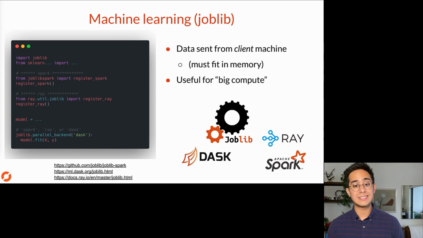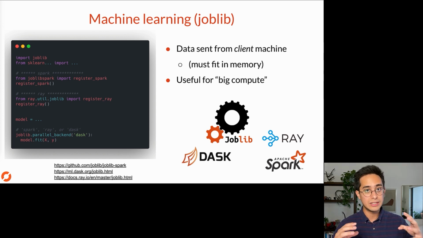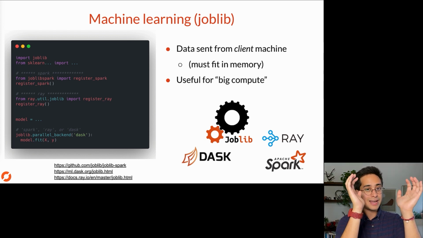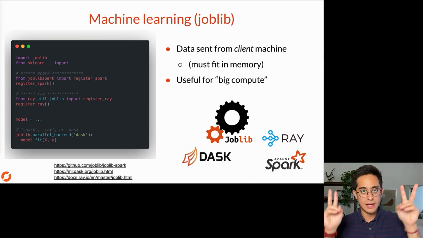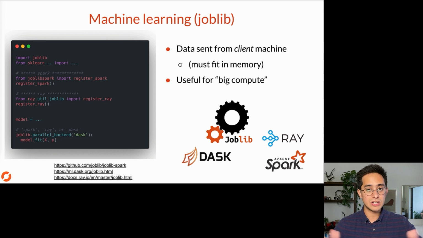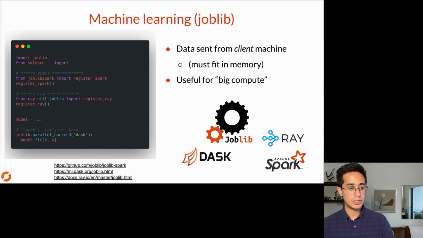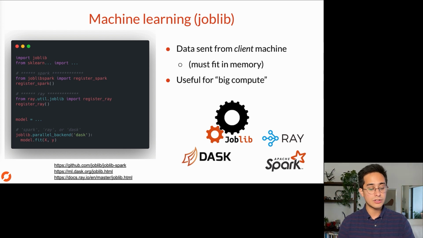The key here, though, is that your data still has to fit in memory of your client machine. It's not truly distributed training where you can pull in chunks of the data automatically and distribute from there, because you have to pull it through scikit-learn and then it gets distributed out. So this is useful for big compute scenarios where you just need to distribute a lot of things like a random forest or a grid search. Here are examples of how you might do it. It's all very similar. You just tell it a different joblib backend with the context manager.